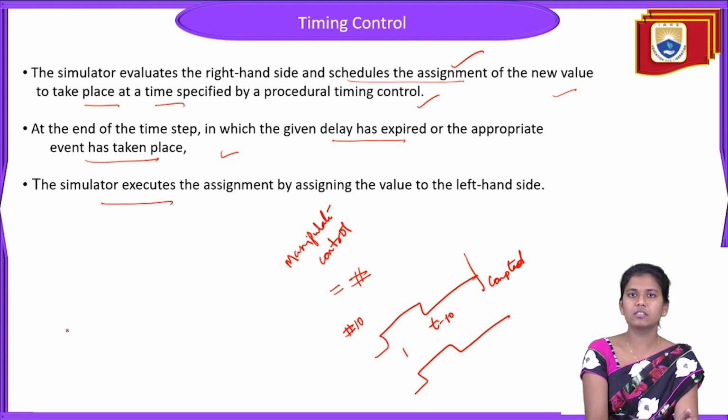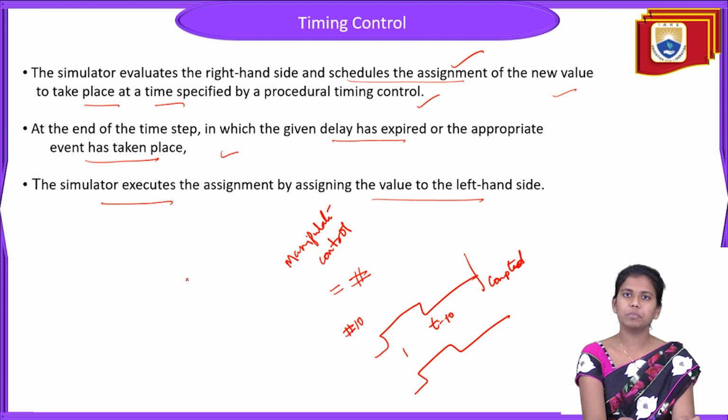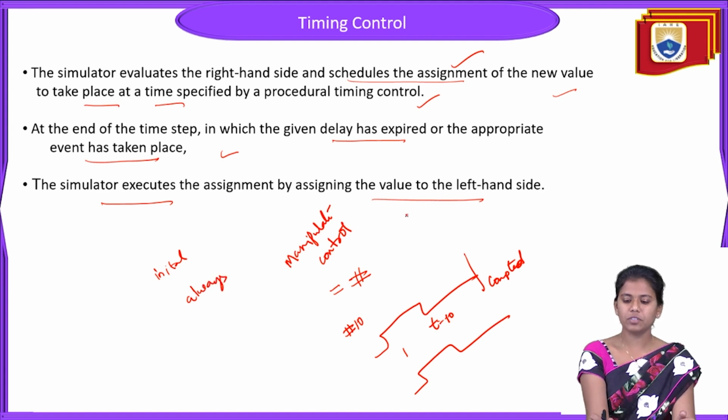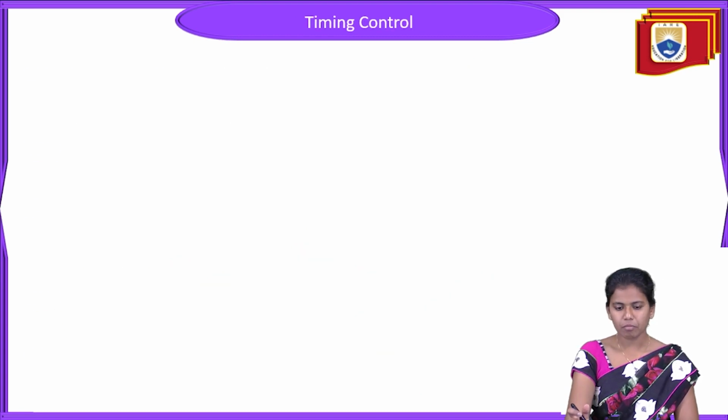And the simulator executes the assignment by assigning the value to the left hand side. So here the simulator will execute the assignment. It can consist of initial or always, only after the value is given to the left hand side with respect to the right hand side.